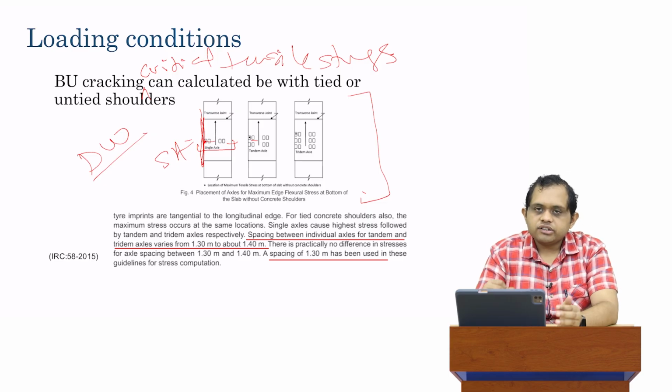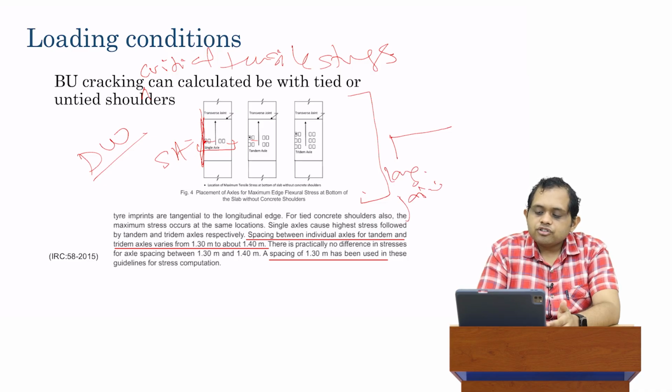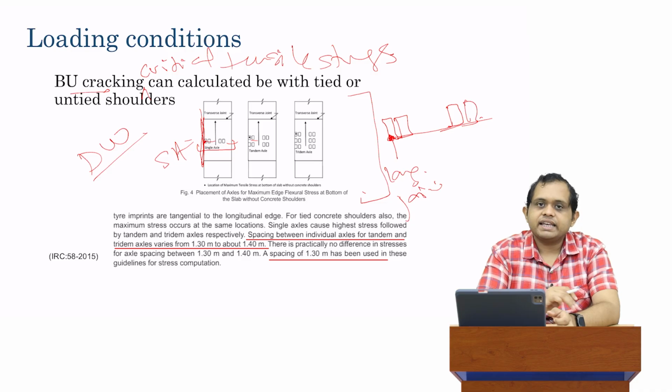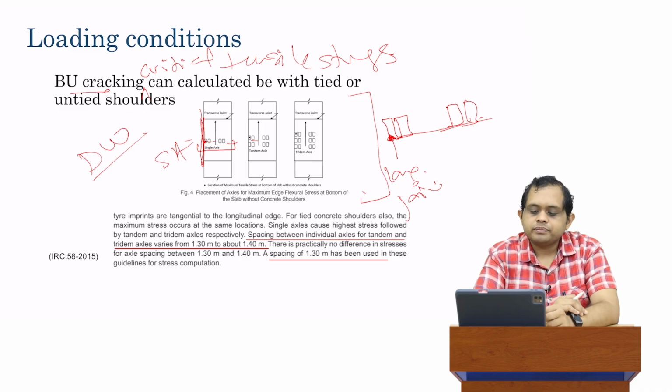So if I actually draw this in a different way, here, for example, if I have my longitudinal joint, this is my longitudinal joint, the critical loading condition recommended by IRC 58 for single axle dual wheel is to put one wheel exactly over here, the next wheel here, and then the other wheels on the other side. This is the critical loading condition recommended. In that case, it says the maximum stress for bottom-up conditions is going to occur exactly over here, exactly at the edge is where you're going to get the maximum stresses.